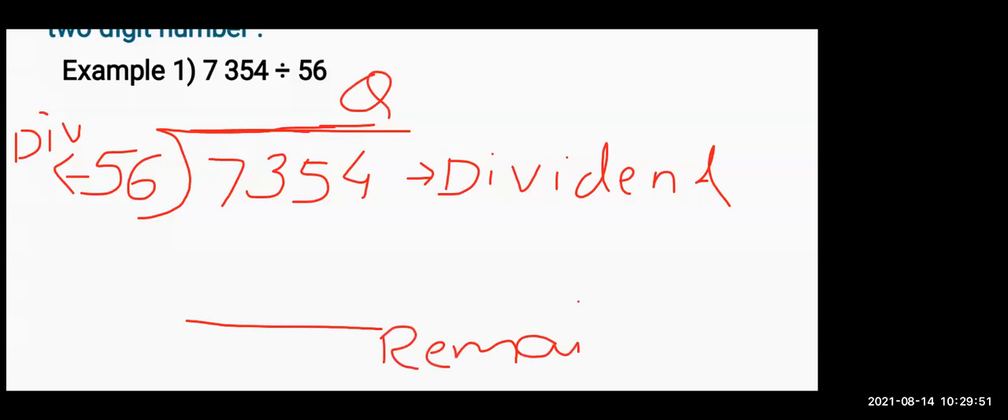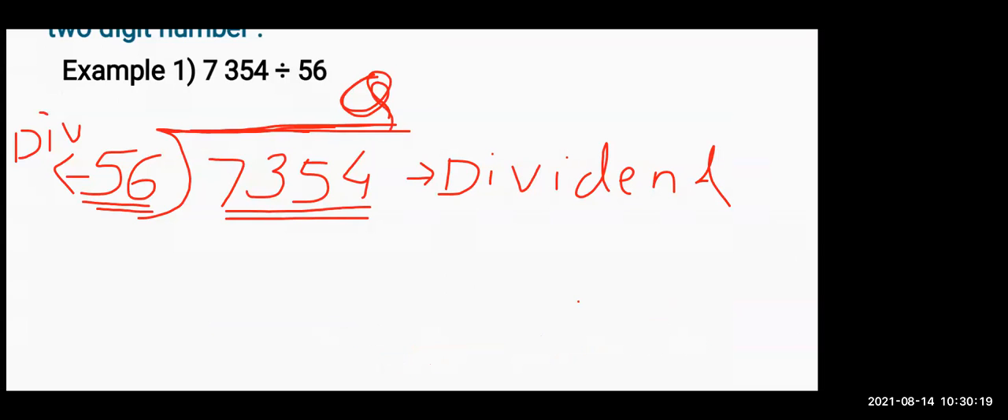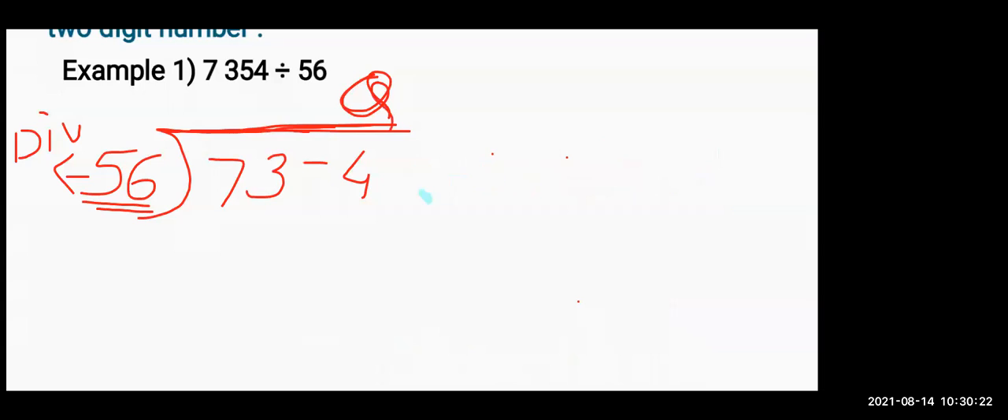Clear? So what is the dividend? This number is the dividend. Which table are we using, that is the divisor. Whatever answer we got, that is our quotient, and whatever is left after deducting, that is our remainder. So you have to understand this, and while doing the sums you have to mention all the things properly. So I'll rub this now, and one by one we'll see how to solve a division sum.